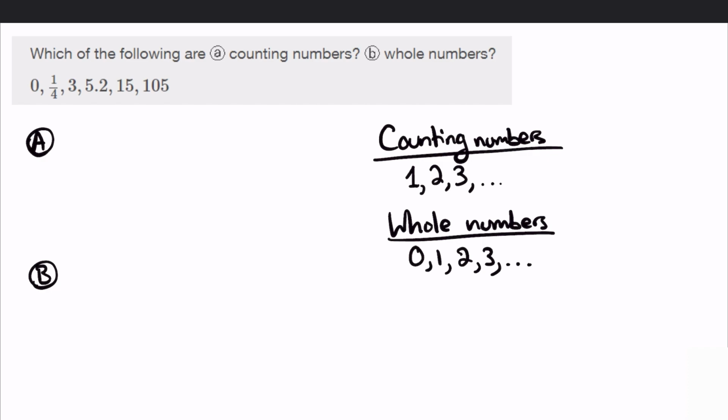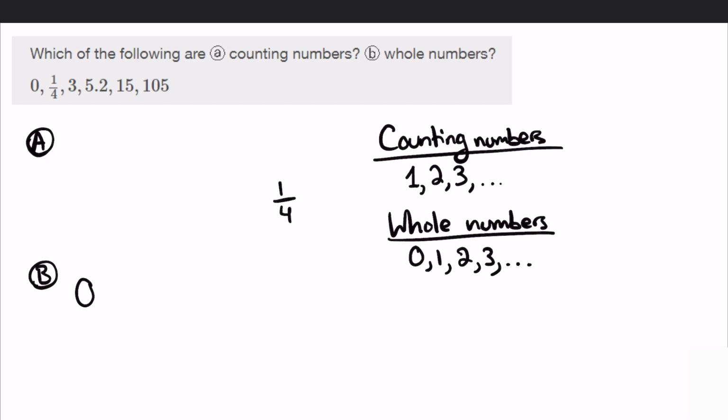Now, let's start with the first number we're given. We're given the number 0. As we can see, 0 is not included in the counting numbers, as 0 is less than 1, but the counting numbers start with 1. Therefore, 0 cannot be a counting number. However, 0 is a whole number, because the whole numbers by definition start with 0 and continue on.